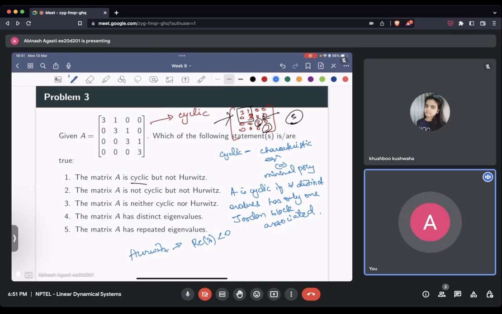So here we know that an eigenvalue is 3, which is clearly a positive value. So the matrix A is cyclic but not Hurwitz. So this is correct. This is wrong because A is cyclic. This is again wrong. The matrix A only has one eigenvalue. This is correct. Matrix A has repeated eigenvalues.